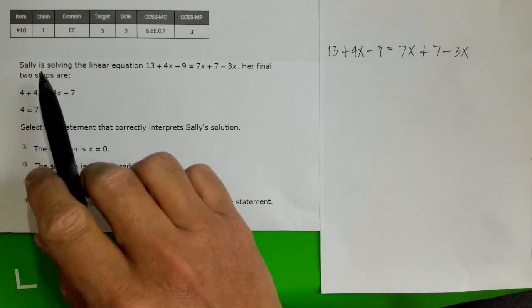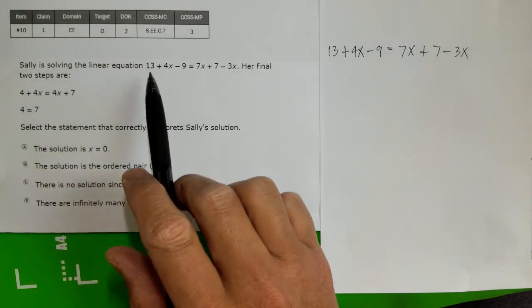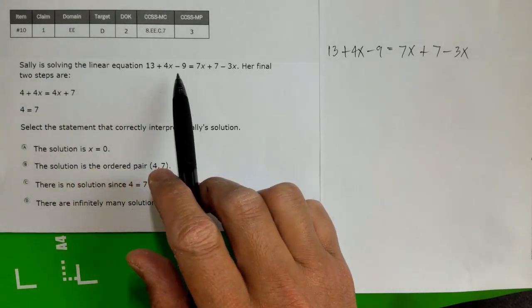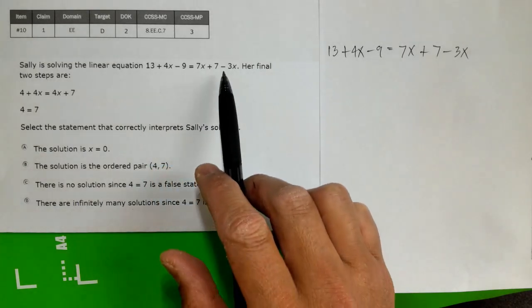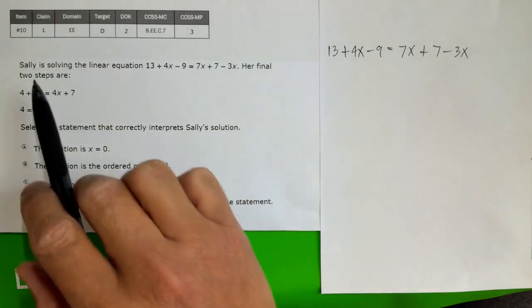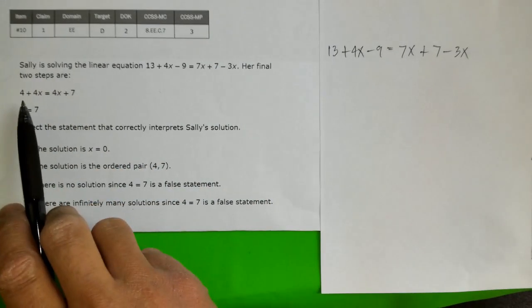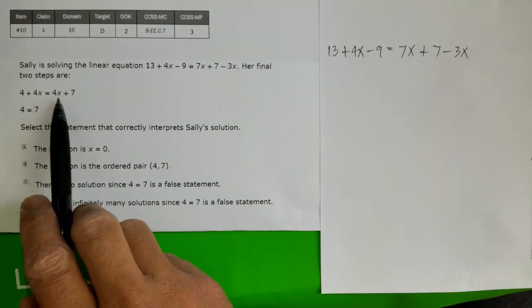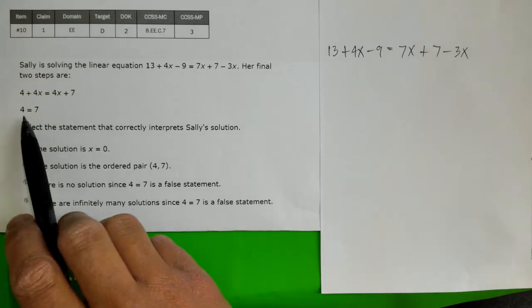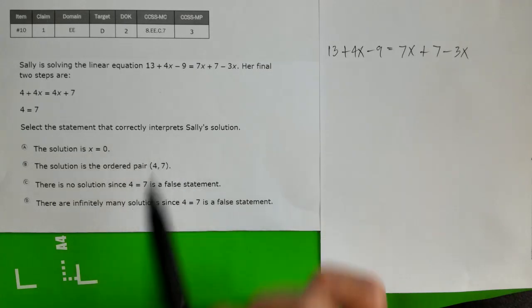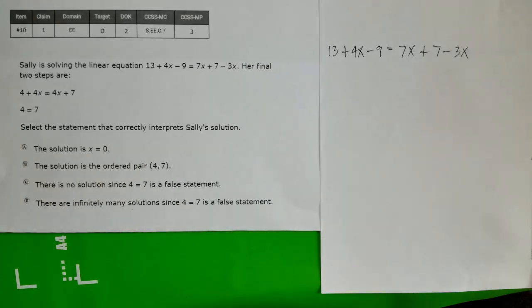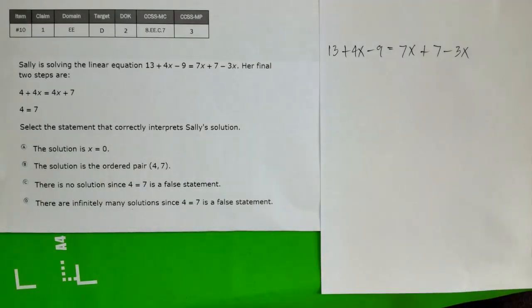8.EE.C.7. Sally is solving the linear equation 13 plus 4x minus 9 equals 7x plus 7 minus 3x. Her final two steps are 4 plus 4x equals 4x plus 7, and 4 equals 7. Select the statement that correctly interprets Sally's solution. Now this is an example of a multi-step equation.